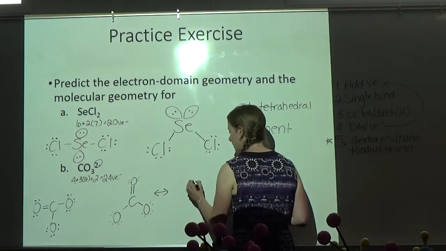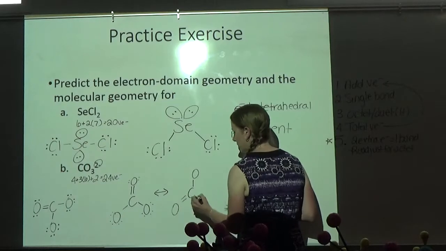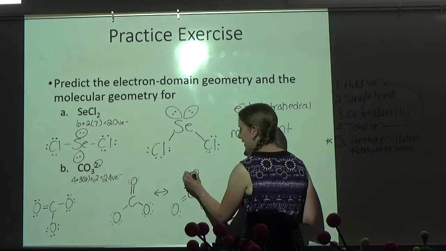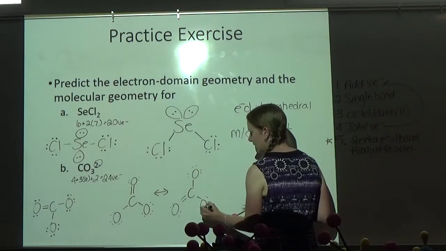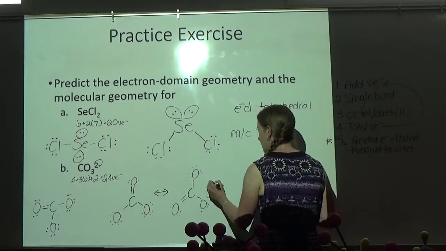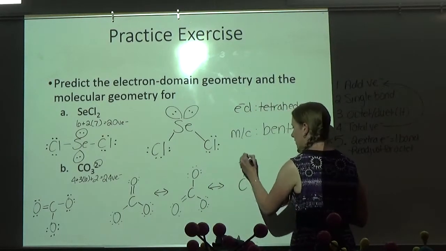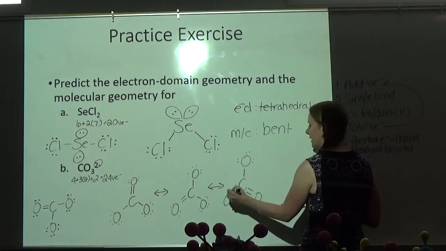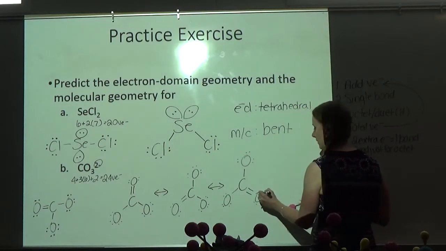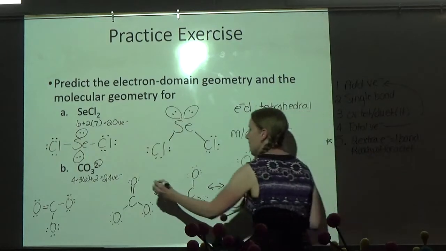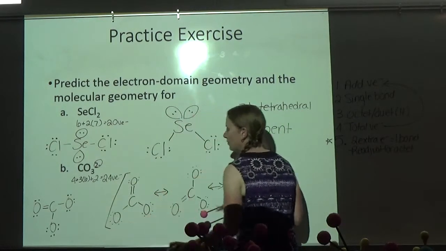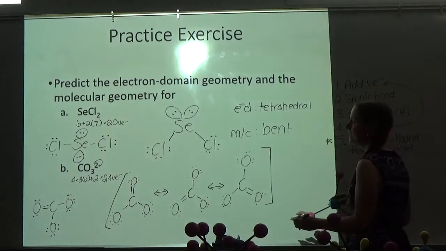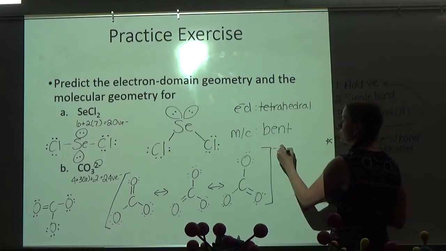I could also put it down here. So then I put my extra electrons, but I could also put the double bond over here. So then I put my extra electrons. Alright, and then the last step is I'm going to bracket the whole thing. Sorry, that bracket got kind of crazy. And put my -2 charge.